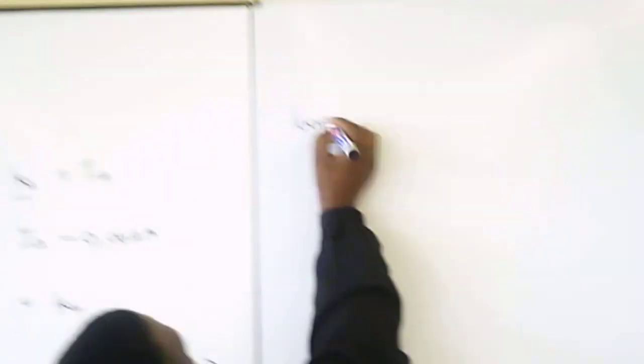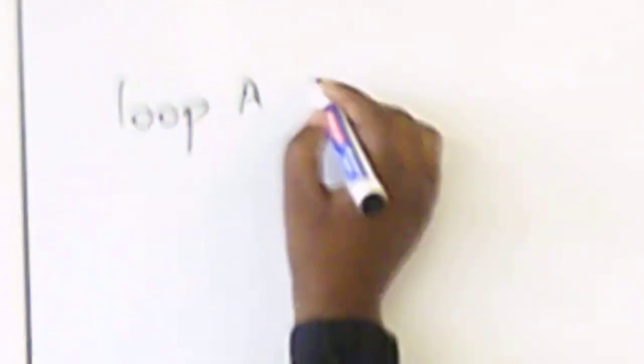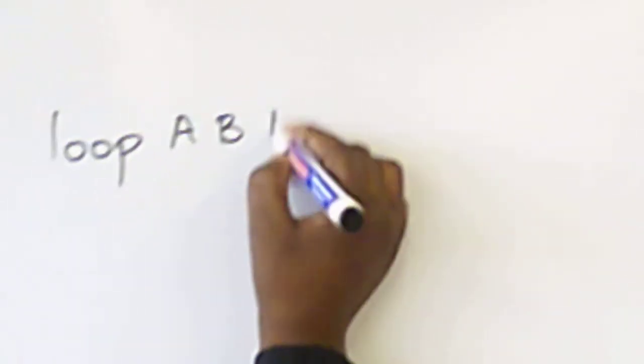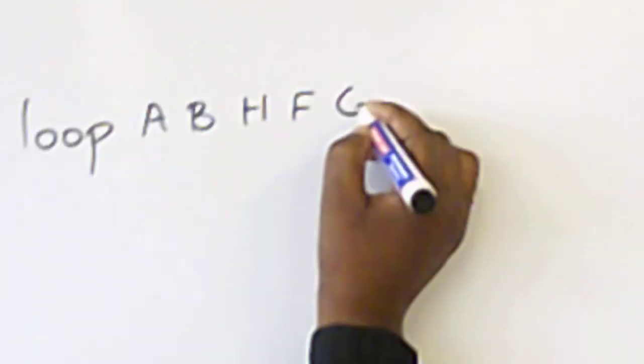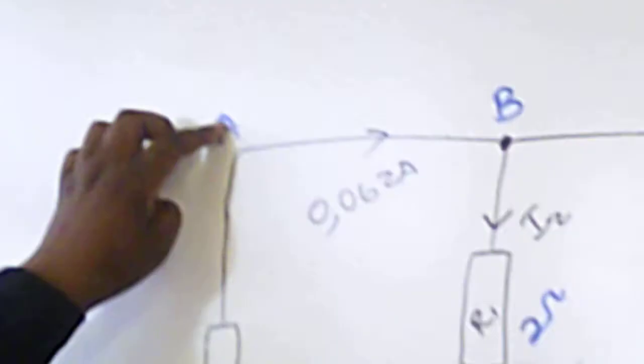I take loop A, B, H, F, G, A. So now you say the EMF. You check if it's going to pass through the supply. We'll come to that. Now we check. From A to B we have 0,062. It's from where? The resistor R6.